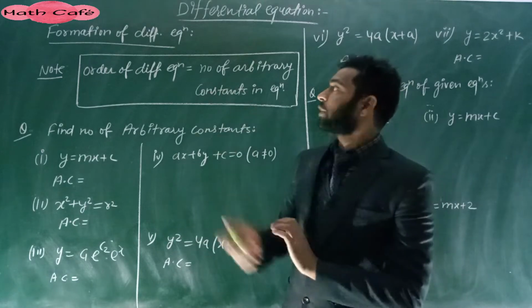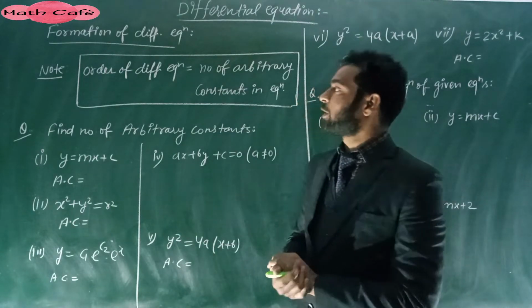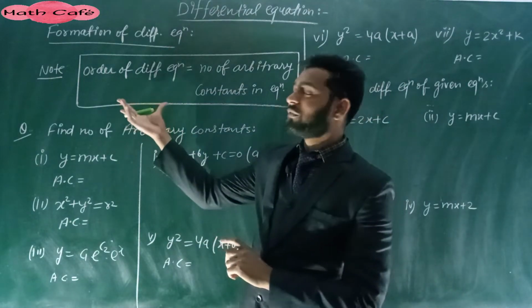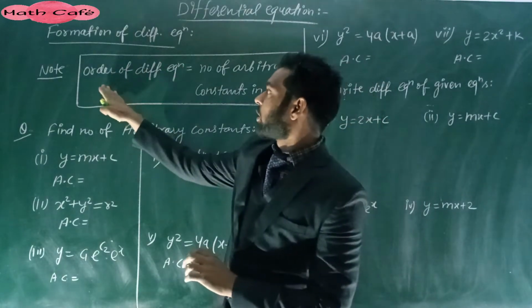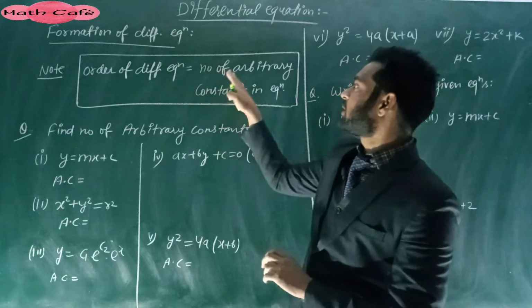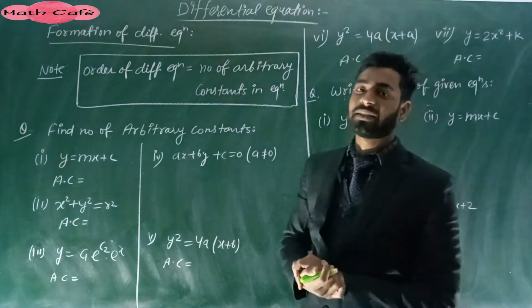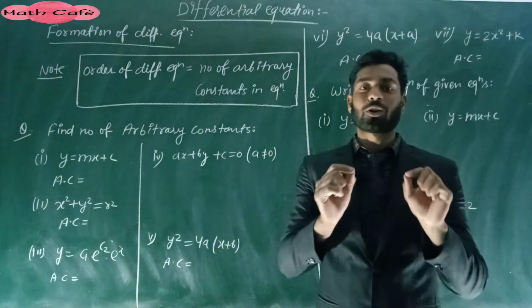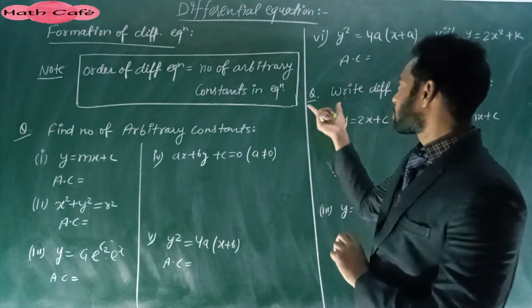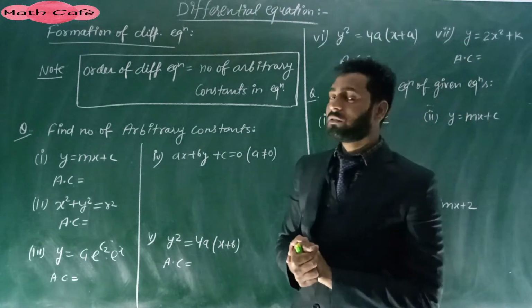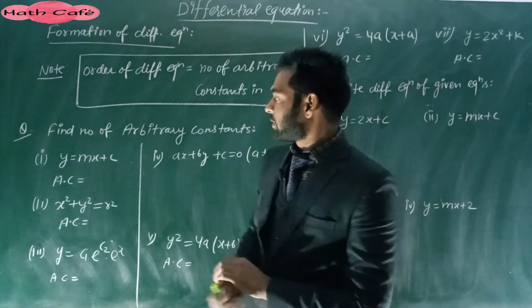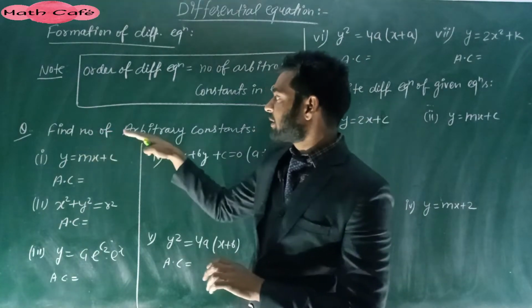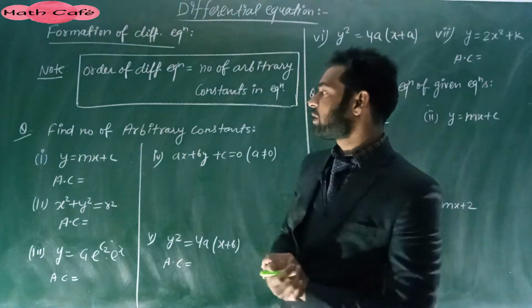So we will see here the formation of differential equation. A note is given, which will be beneficial in the formation of differential equation. The order of a differential equation will be the number of arbitrary constants in the given equation. We will talk about it later on in the second question. First of all, we will see what an arbitrary constant is in the given equation. So that is the first question, that we need to write the number of arbitrary constants.